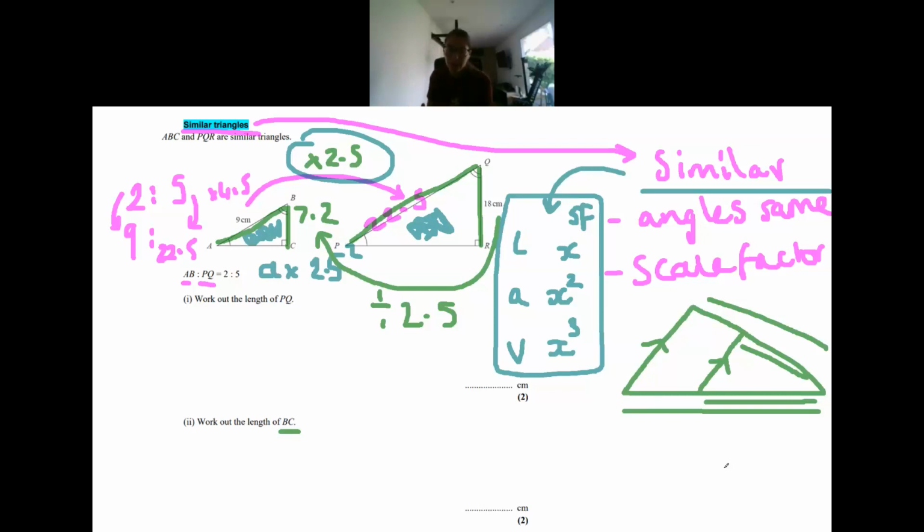But it does specifically say similar triangles, so that makes me think it's not going to be the three-dimensional scale factor for length, area, volume. I reckon it's just going to be maybe a triangle within a triangle or two triangles next to each other.